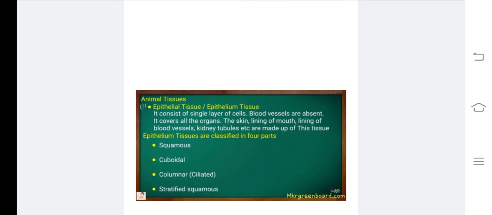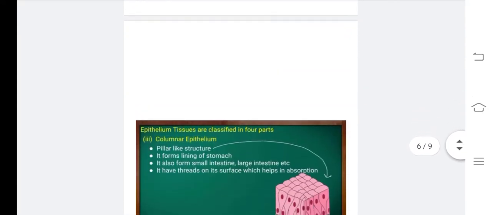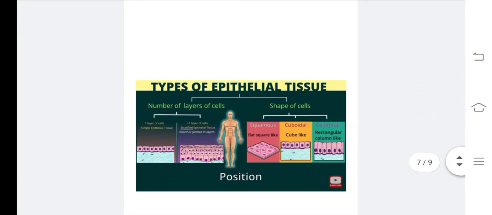On what basis are they classified? Based on the nature of the arrangement of cells. And based on what basis, children? Based on the arrangement of layers and functions. Very important point, children. I'll show you one slide here. One minute. See here, types of epithelial tissue. How are they categorized? Based on the layer of cells and based on the shape of cells.